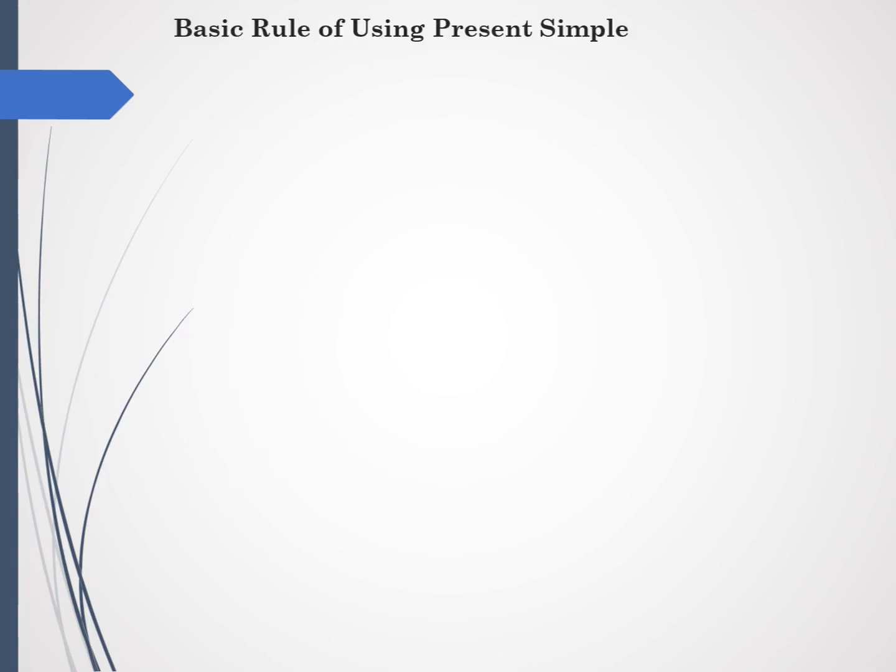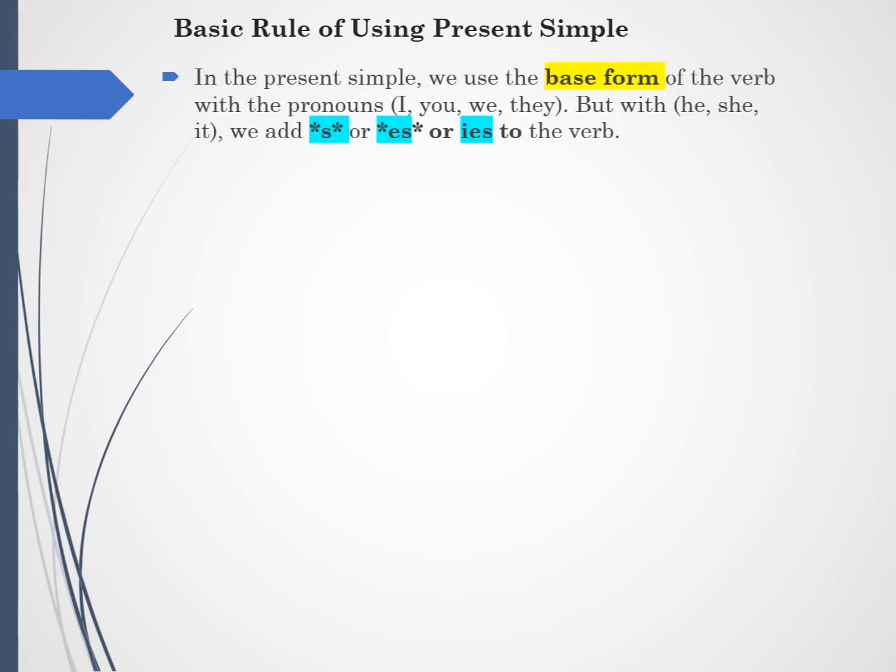So, basic rules of using present simple. In the present simple, we use the base form of the verb. What's the meaning of the base form of the verb? The base form of the verb is verb 1. Not 2, not 3. Verb 1. With the pronouns I, you, we, they, and this is the plural pronoun. And you have she, he, and it, and this is the singular pronoun. And with the singular pronoun we have to add s or es or ies to the end of the verb.